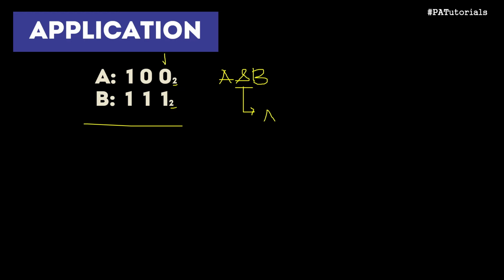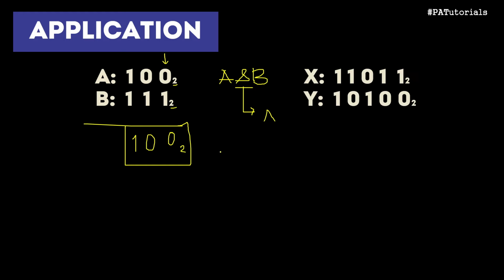Ang una natin gagawin is to look dito sa pinaka-rightmost part and that would be 0 and 1. Ang sagot dyan would be 0 since nakakita nga tayo ng 0. Then next one would be 0 and 1, that would be 0. And then 1 and 1, that would be 1. So this is our answer. Okay?